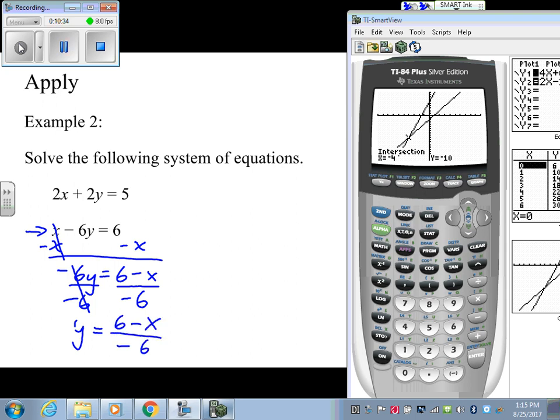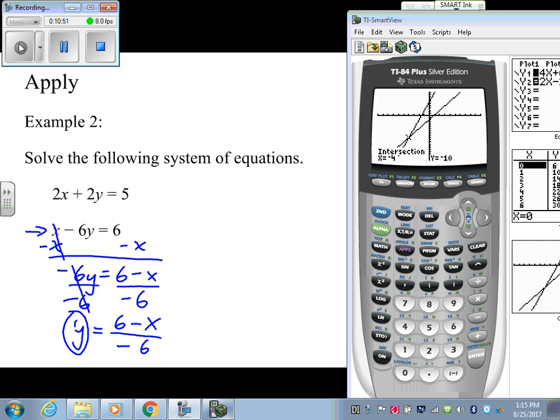Now I could simplify this and get 6 divided by negative 6, which is negative 1, and then I could have negative x over negative 6, or positive 1/6 x, but I'm just going to leave it like that, type it in my calculator, because I did the thing I really needed to do, which was get y by itself.